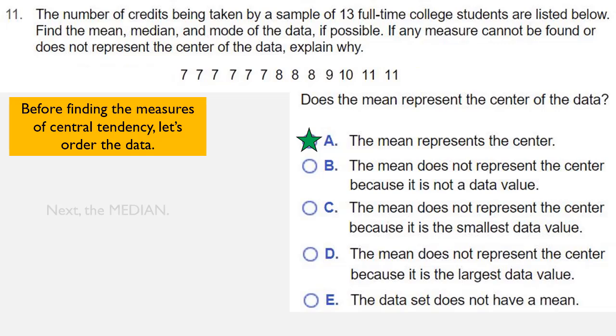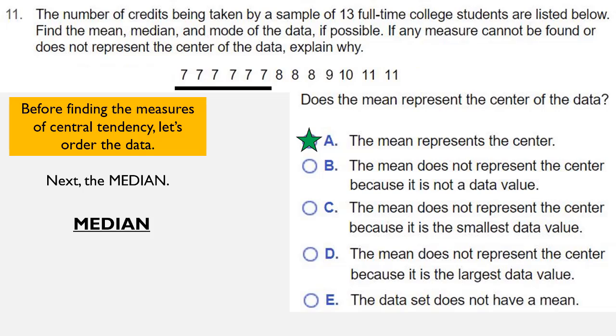Let's move on to the median. When we're finding the median, remember that the median is going to be the exact central entry when we have the data in ascending order. If there are an even number of data entries, then it would be the average of the two central entries. So there are 13 data entries here. So if I underline the 6 on the left and the 6 on the right, that leaves this 8 in the middle, and that 8 is the median.